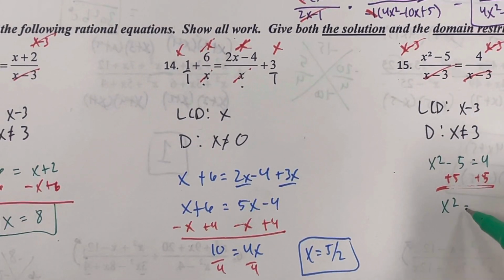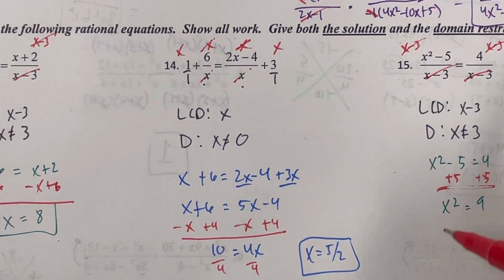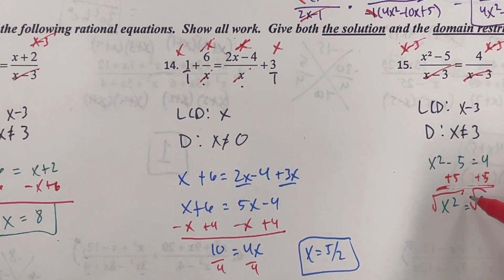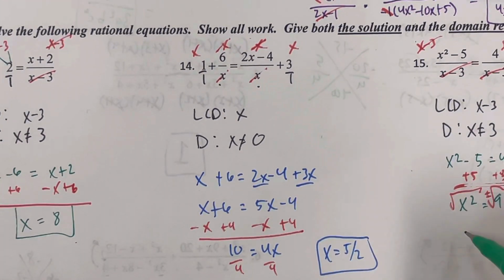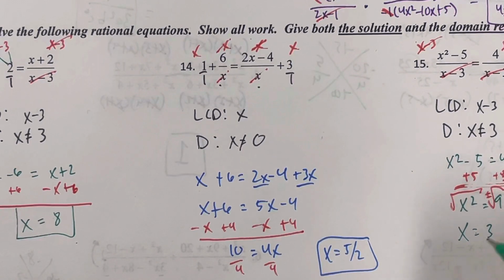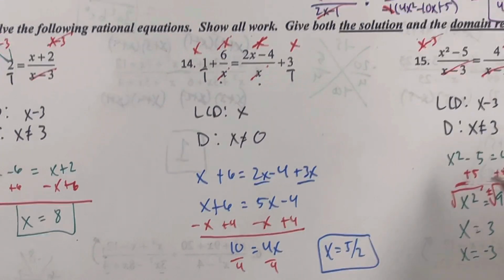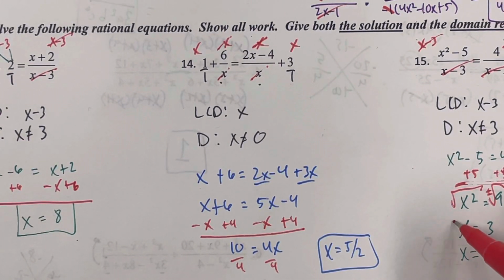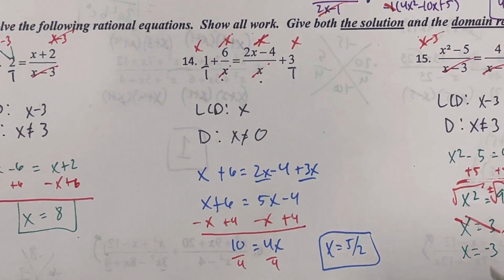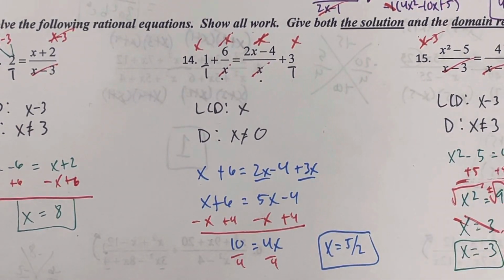So x squared is equal to 9. We're going to take the square root, and don't forget when you take the square root, you take plus or minus. The square root of 9 is going to be positive 3 and negative 3. But when we check our restrictions, it says x cannot equal 3, so this answer is extraneous. My only answer is x equals negative 3.